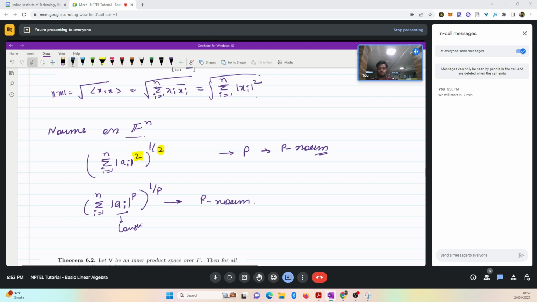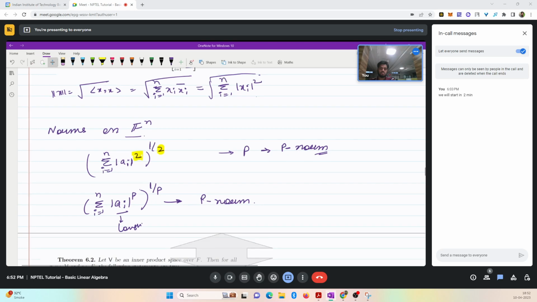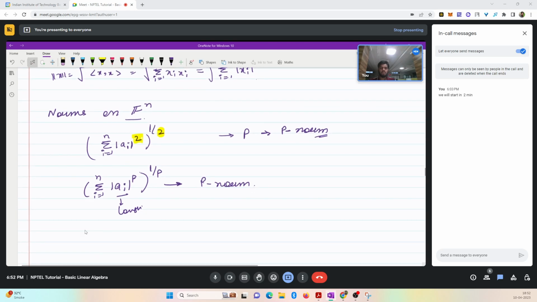How would a 1 norm look now? A 1 norm would look like the summation from i equal to 1 to n of mod ai. Power 1 and power 1 by 1 doesn't make any sense. So if you have something like (1, 2, 3), then its 1 norm is given by mod of 1 plus mod of 2 plus mod of 3, which is nothing but 6. So you have a different notion of length now. This is called the 1 norm.